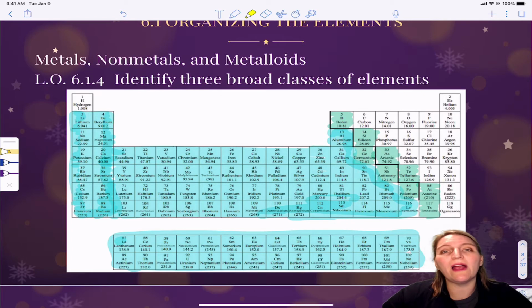And now we can color all of the nonmetals our last color. So hydrogen and then everything to the right-hand side of the staircase.